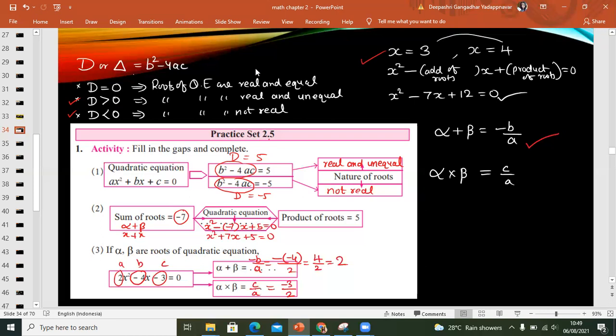I hope these formulas are clear to you, because we are going to use these formulas for other questions also in this exercise. So let's go to the next question.